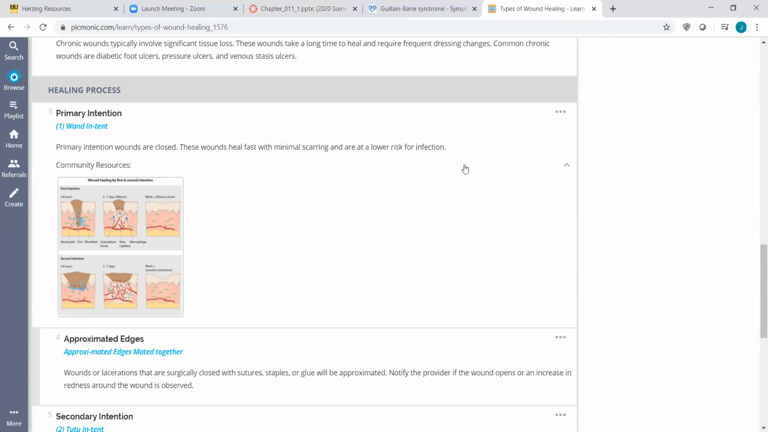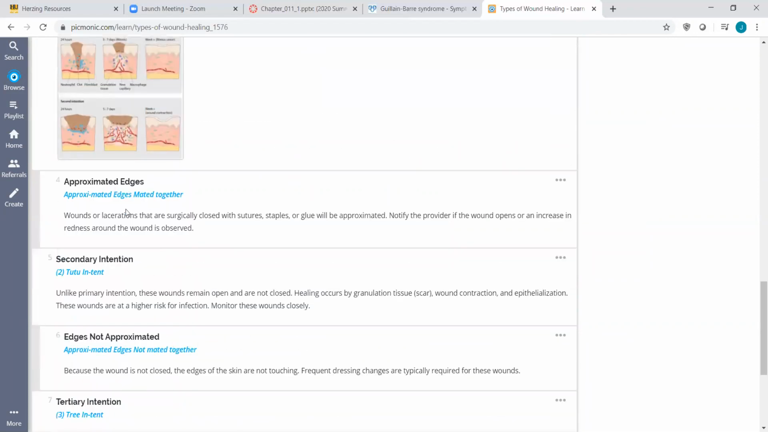It really heals up well, and usually it heals pretty quickly. So that's primary intention. And again, approximated edges mean that you're bringing everything together so it's officially closed.